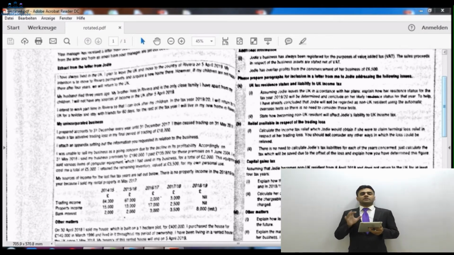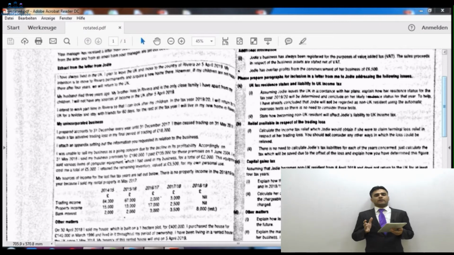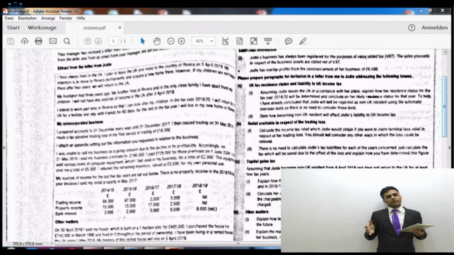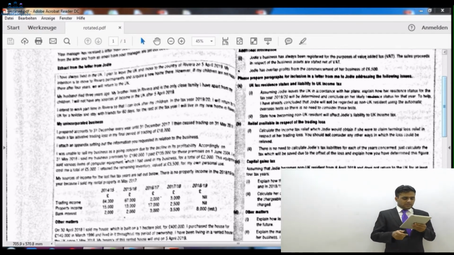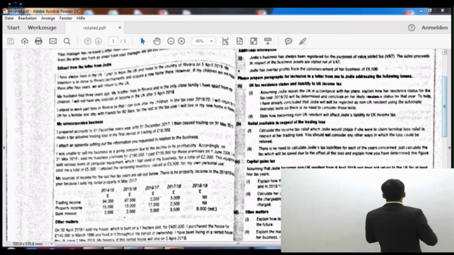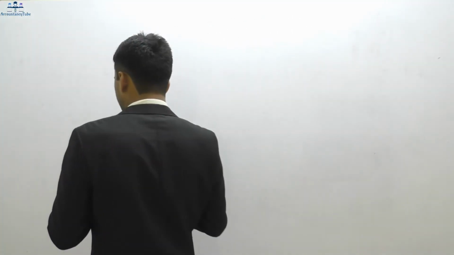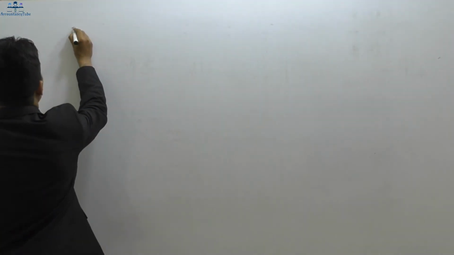Terminal loss, we will divide that last 12 months into two periods. One is post 6 April and the other one is pre 6 April. Then we will see if it is a profit, it will be 0. If it is a loss, then we will take the actual amount of loss. Now let me cancel the shared screen so that we can do this question on the board. Right then, first of all we'll have to calculate the terminal loss.